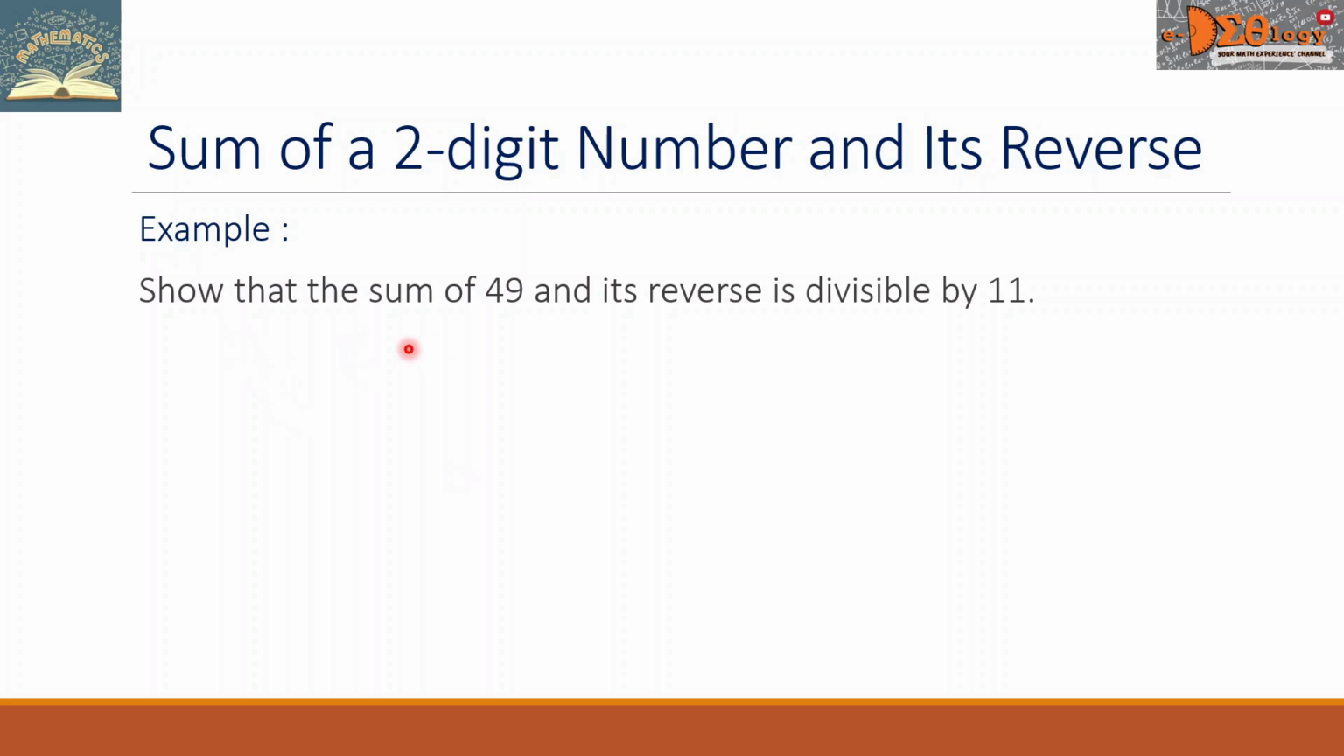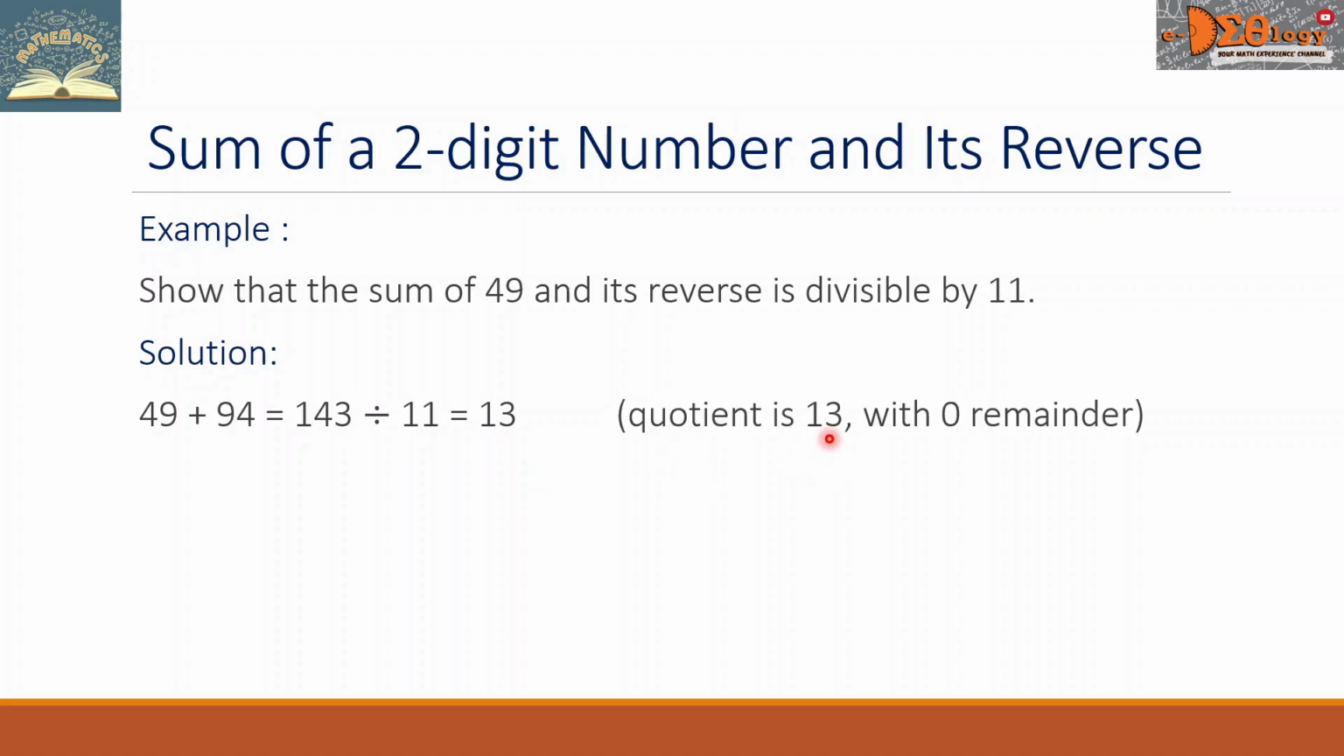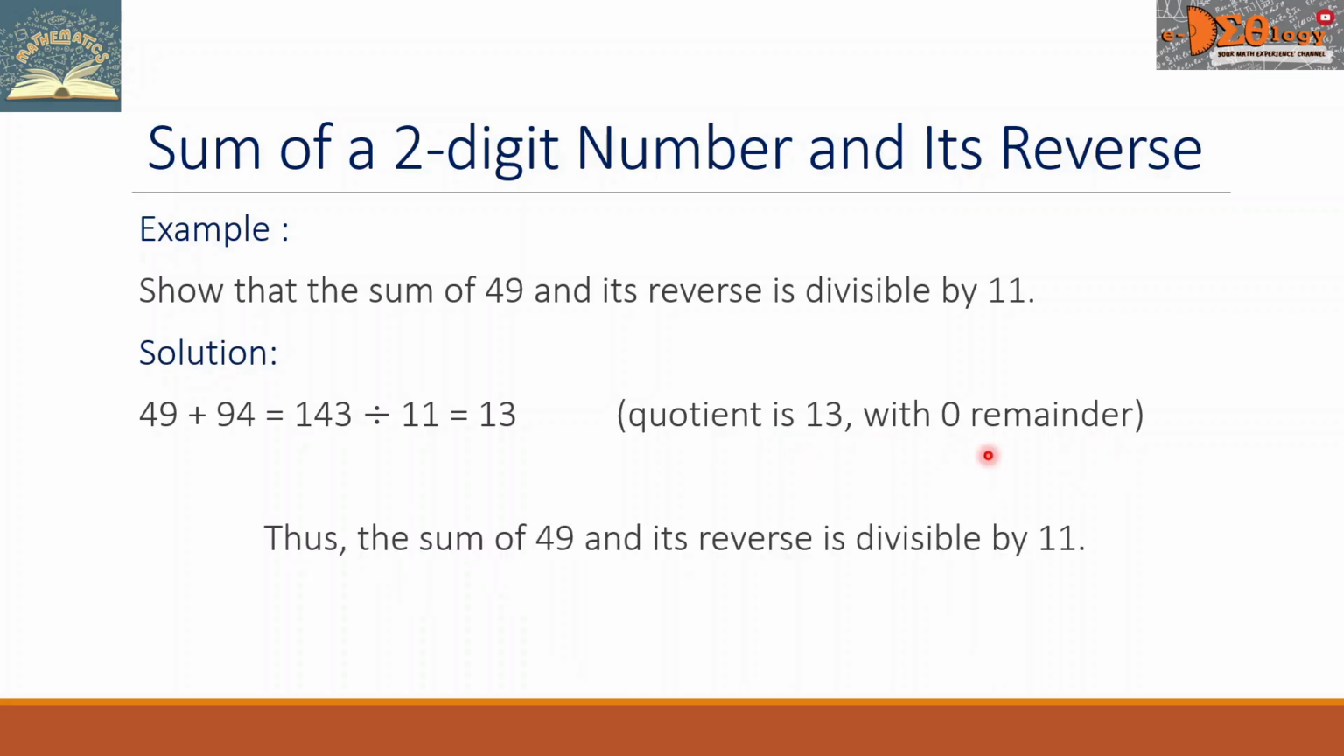Example, show that the sum of 49 and its reverse is divisible by 11. So we have 49 plus the reverse, which is 94, and the sum is 143. When we divide this by 11, the quotient is 13. Notice that the quotient is 13, a whole number, with 0 remainder. And in that case, we say that the sum of 49 and its reverse is divisible by 11.